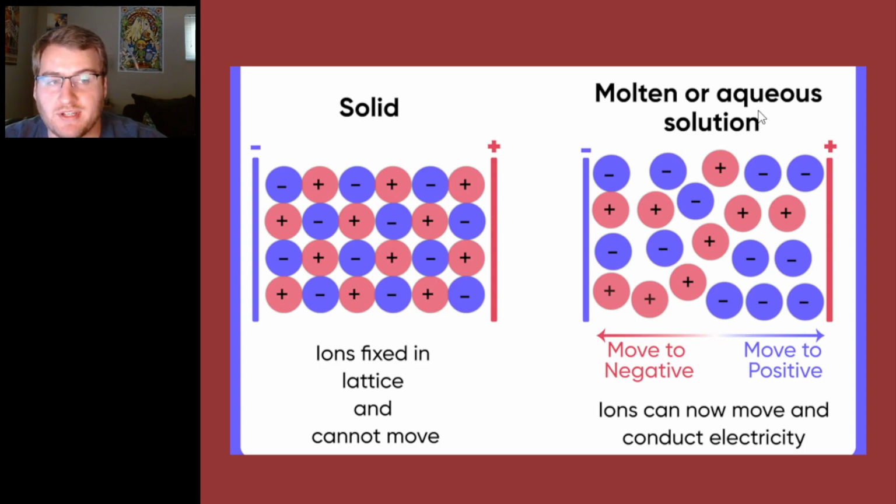If you have a molten or aqueous solution, then now your ions are free to kind of move about as they want. And because of that, your negative charges can move towards the positive terminal, your positive charges can move to the negative terminals. The ions can now move, and therefore they can conduct electricity. In a solid, the ions are stuck in place, they cannot move, therefore they do not conduct electricity.